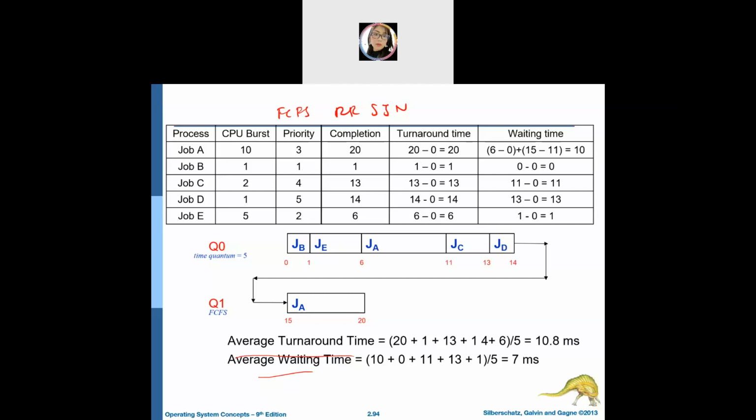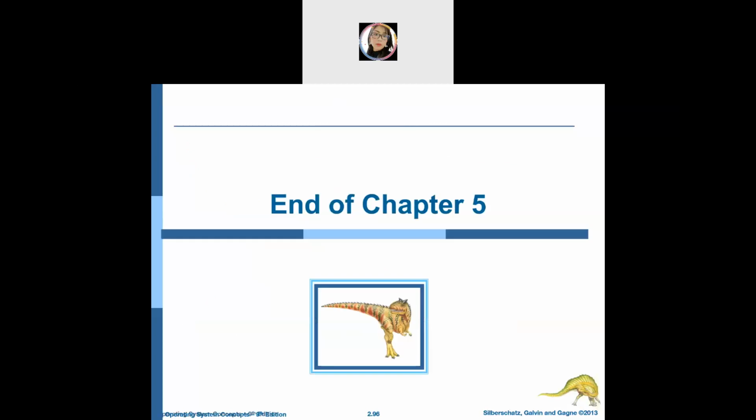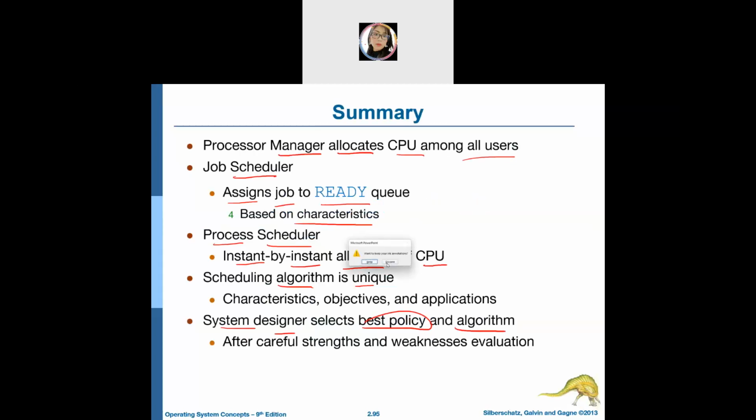Okay, any question for this example? So you can also see lastly we have the summarization for all throughout our module 5. Processor manager allocates CPU among all users. Job scheduler assigns jobs to ready queue based on characteristics. Process scheduler is instant by instant allocation of CPU. Scheduling algorithm is unique. And lastly, system designer selects best policy and algorithm. So that is the only things that cover for your module 5.